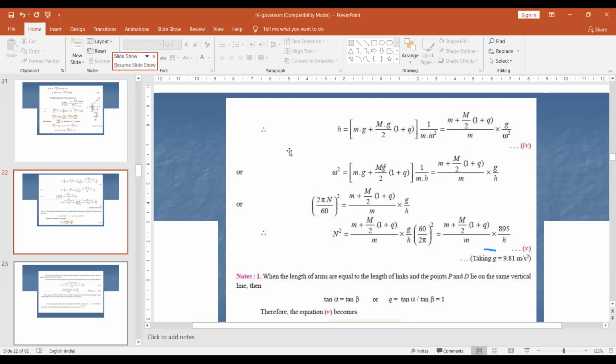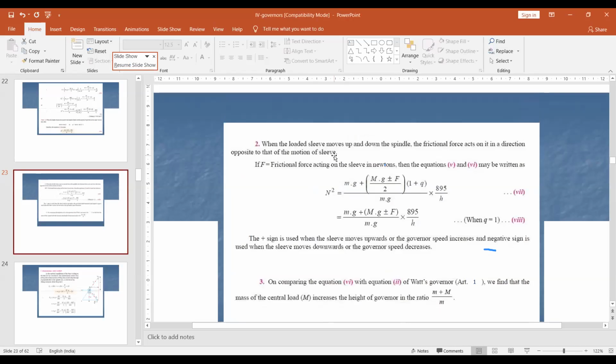And case 2: when the loaded sleeve moves up and down the spindle, frictional forces act on it, so we also consider the frictional forces. When we consider the frictional forces, the speed and our h value are related. So we can write N square equals (small mg plus capital Mg plus or minus f) by 2 into (1 plus q) by small mg into 895 by h.